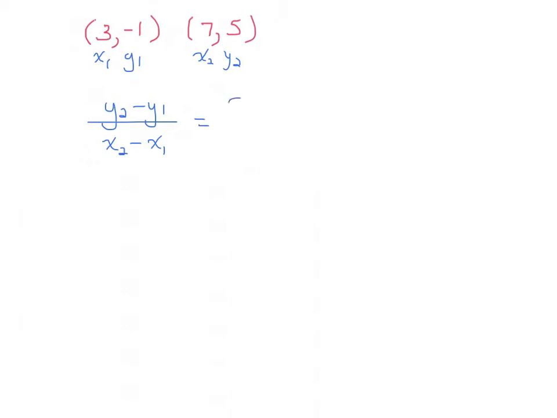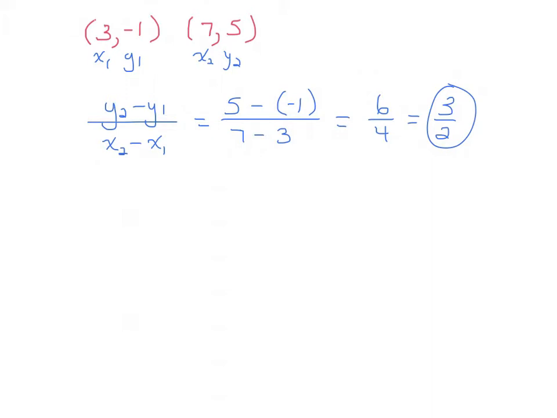So that would be 5 minus negative 1 over 7 minus 3, and that's going to be 6 over 4, and if you want to reduce, 3/2. Don't forget this double negative there, that's going to become a positive. If you need to, take out your calculator.